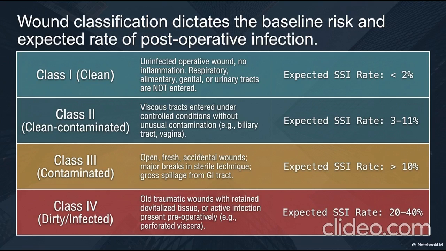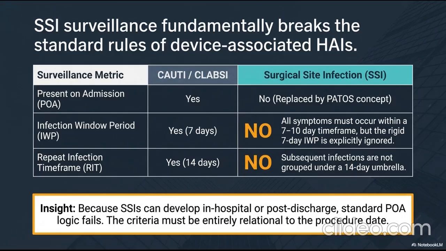PATOS, infection present at time of surgery, identifies infections such as an abscess or ruptured appendix, noted intraoperatively. While these are still reported as SSIs if they meet criteria, marking them PATOS equals yes allows for critical risk adjustment of the facility's baseline data.